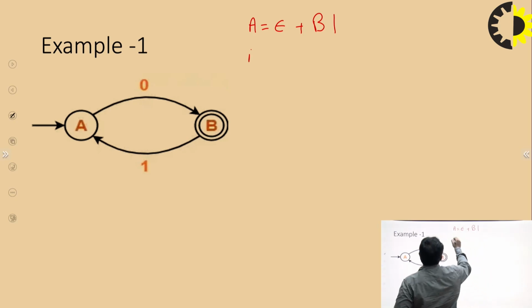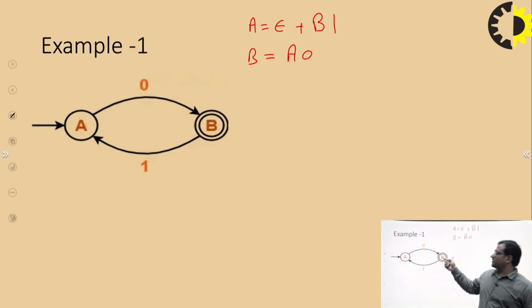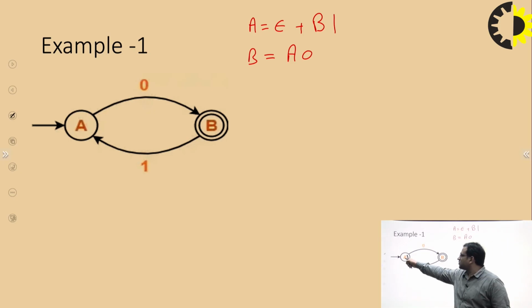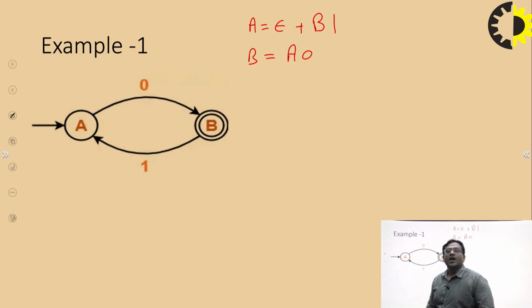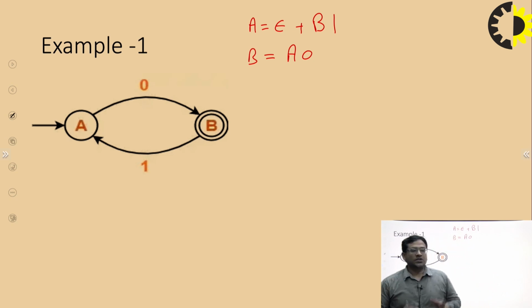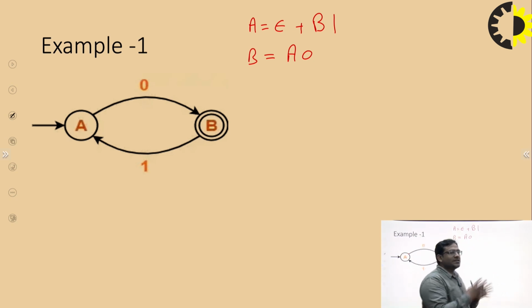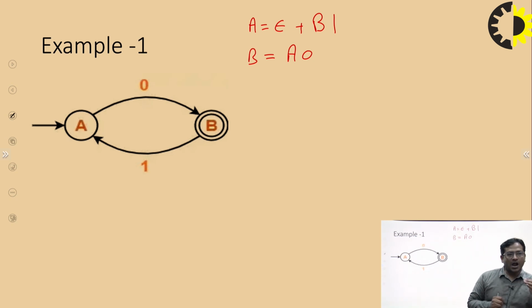The second one we write for B. So B is equal to A0. B has only one incoming edge, that is this one. So A0. Now we have two equations here. This is step 1. The step 1 is that you have to write the equations. After that, you have to solve them. Okay.